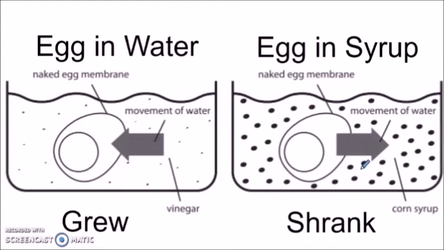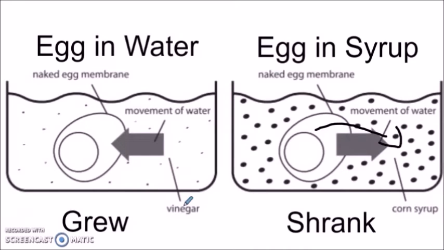Observing the egg and syrup, we could clearly see that it shrank from its initial position. This is because the concentration of water inside the egg is much higher than the concentration outside the egg. This means that the water has to diffuse across the membrane of the egg into the surrounding corn syrup. Therefore, it's moving from high concentration to low concentration.